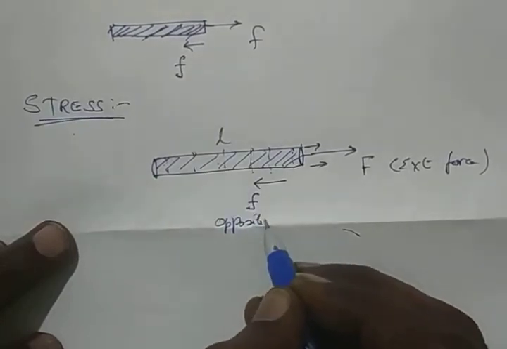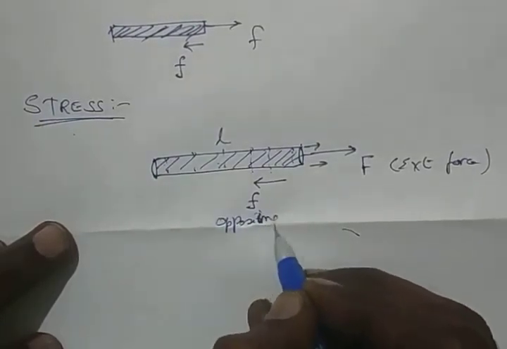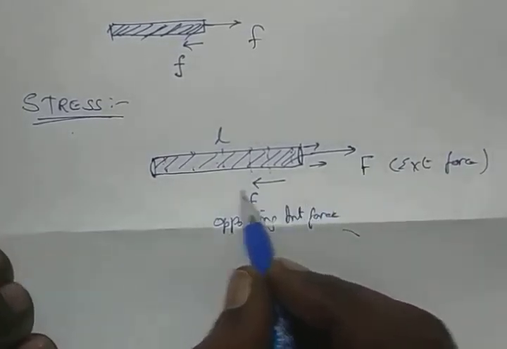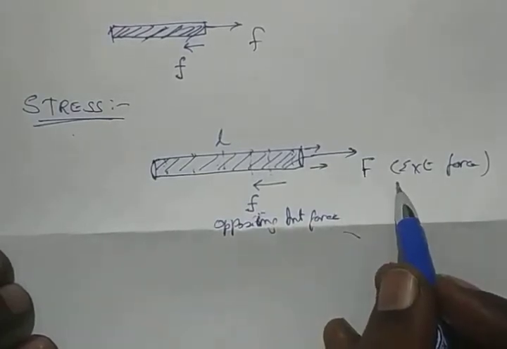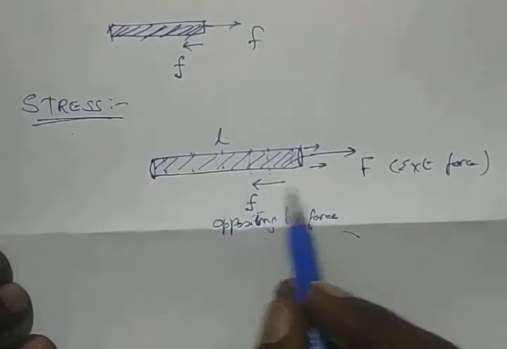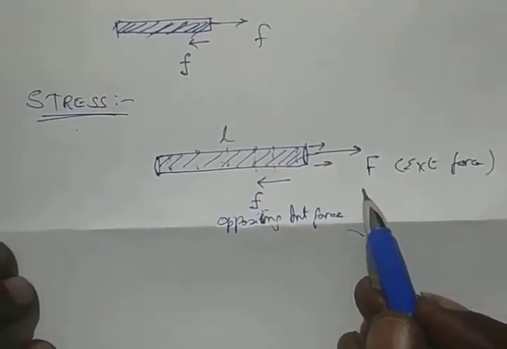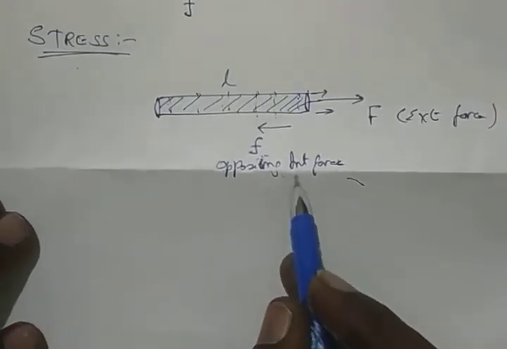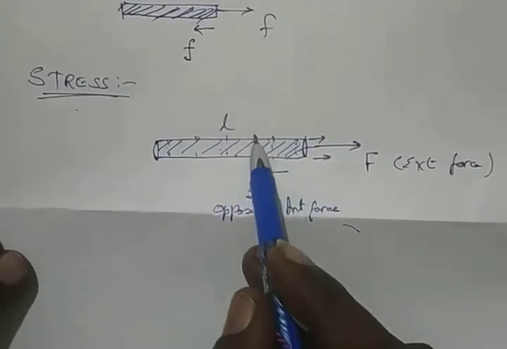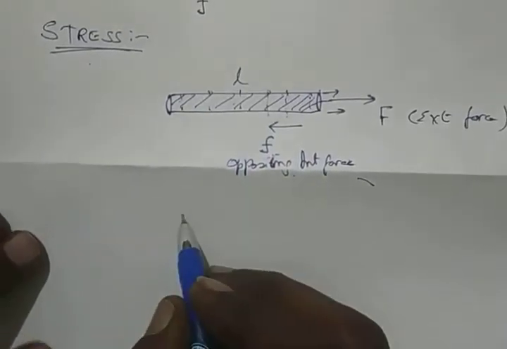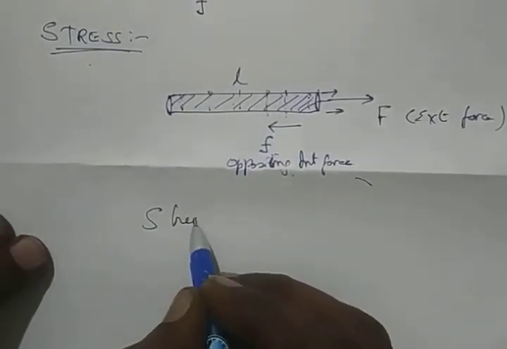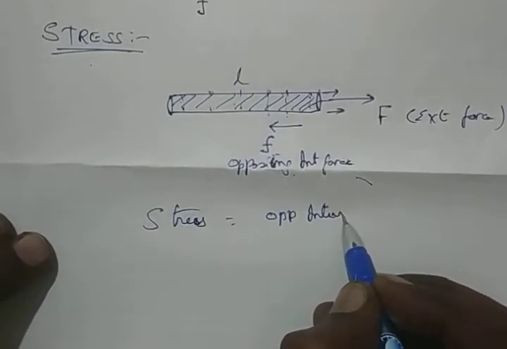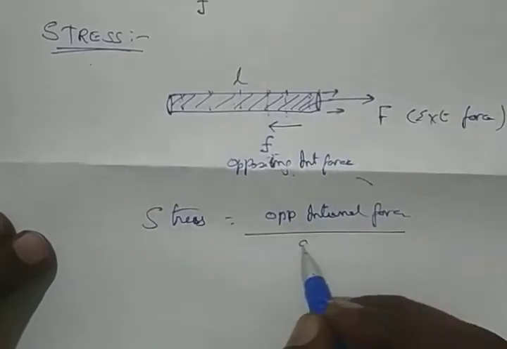So it is called opposing internal force. It will be trying to pull this body inside. When an external force is applied, the internal force is already trying to pull this one inside so that it will not have any deformation. That is called stress. What is stress? The opposing internal force for every area of cross section, per unit area of cross section, is called stress. So stress is called opposing internal force per unit area.